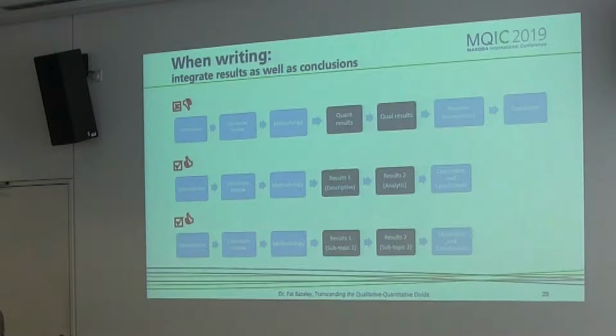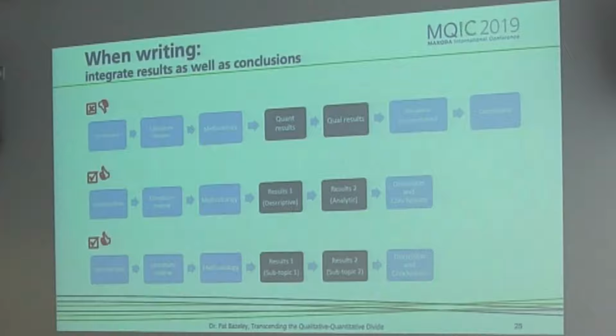I suggest when you're writing that the thumbs down, if you can read that, I'm not sure if you could read that from where you are, but the thumbs down is for the process which I see so many students led into by their supervisors, of you have a chapter for your quantitative results and you have a chapter for your qualitative results, and then you might have a chapter which draws them together in conclusions.